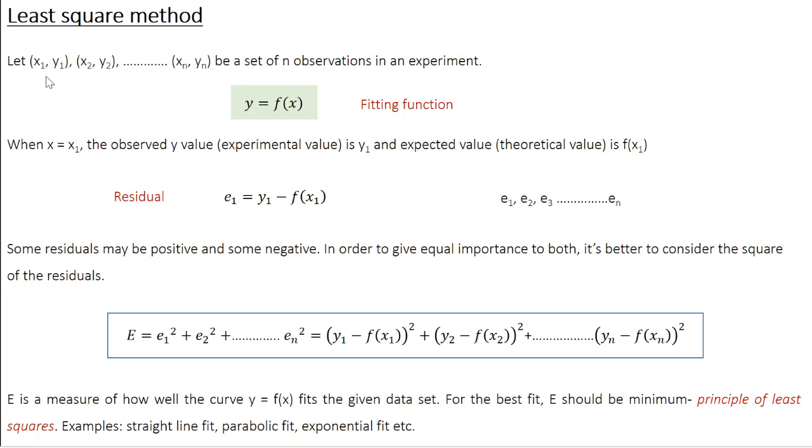So at point x1, y1, the residual is defined as E1 equal to y1 minus f of x1, the difference between experimental value and the theoretical value. So you calculate the errors or residual at each of the points. So you have n residuals here, and the total error is going to be sum of all these individual errors or all these individual residuals.